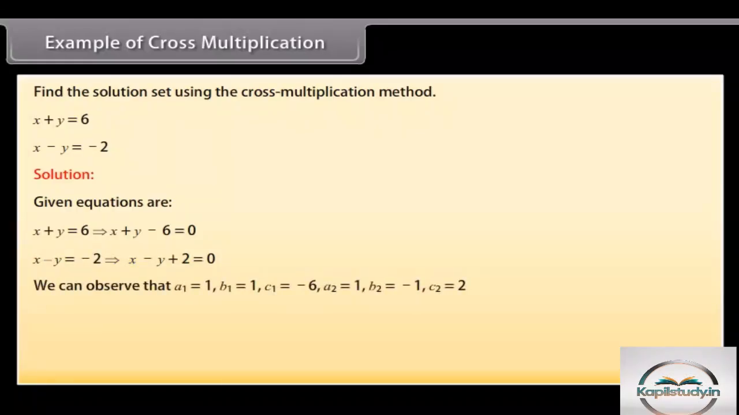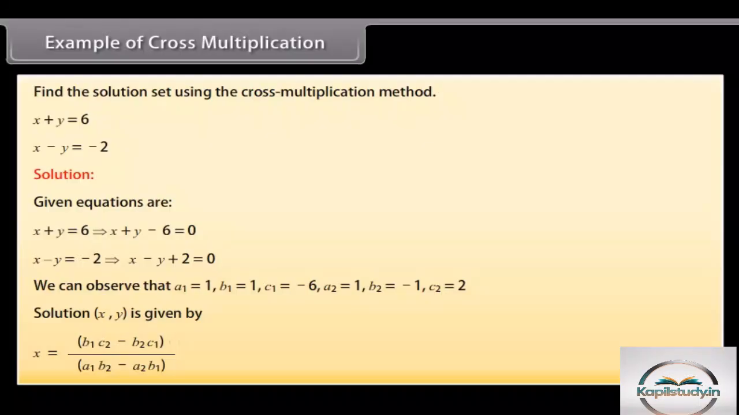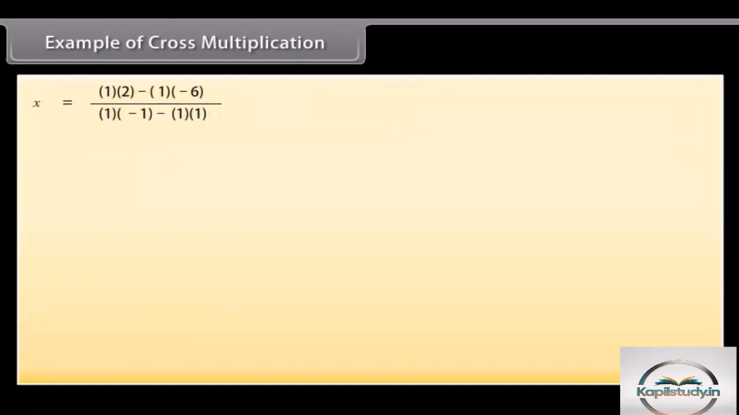We can observe that a1 = 1, b1 = 1, c1 = -6, a2 = 1, b2 = -1, c2 = 2. The solution for x is given by x = (b1 c2 - b2 c1) / (a1 b2 - a2 b1). Now by substituting the values we get x = (1 × 2 - (-1) × (-6)) / (1 × (-1) - 1 × 1). By calculating we get x = 2.